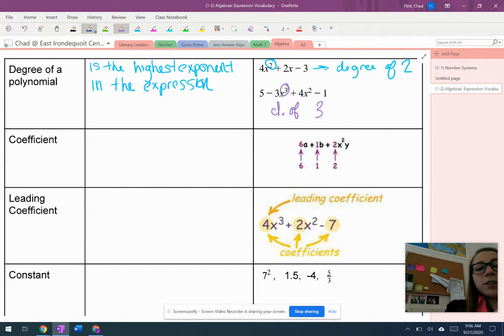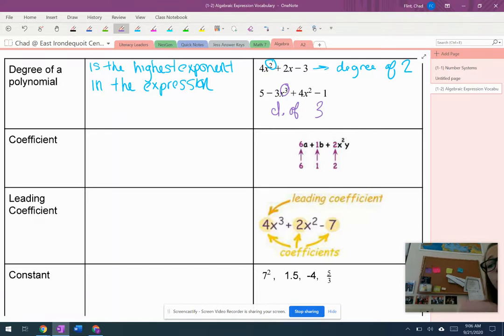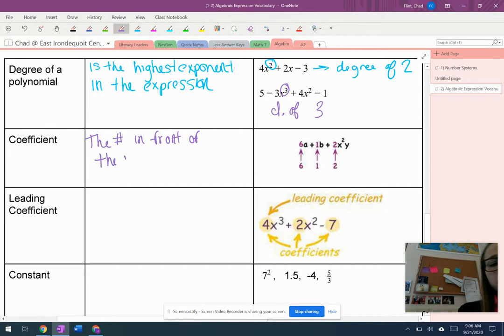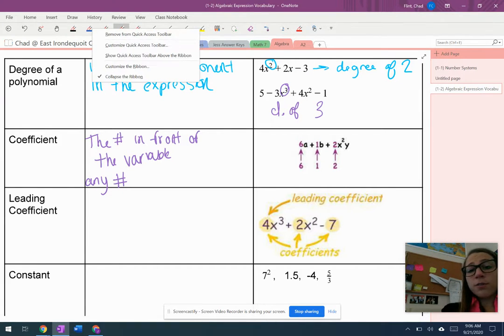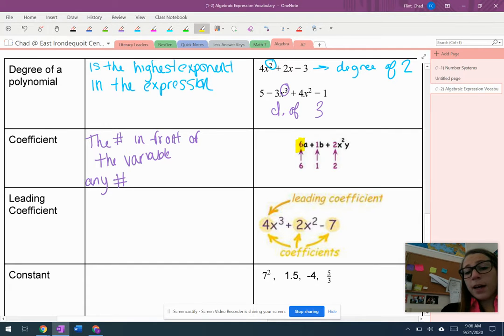A coefficient. Definitely talked about this one in 7th grade also. A coefficient is simply just the number in front of the variable. And again, it can be any kind of number: a decimal, fraction, whole number. So we've got some examples here. 6 is the number in front of that A. 1 is the number in front of the B. 2 is the number in front of the x squared and the y. So those are coefficients.